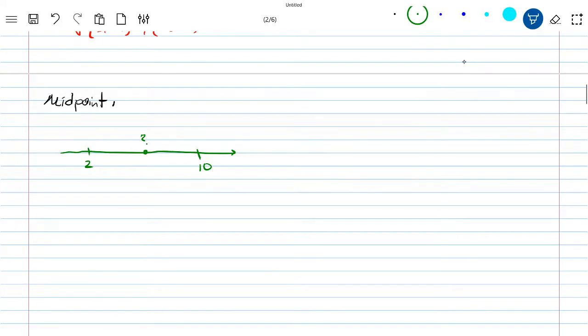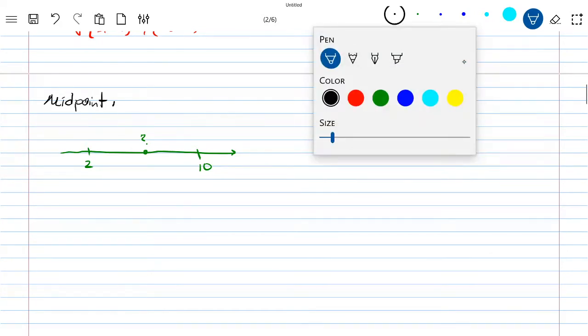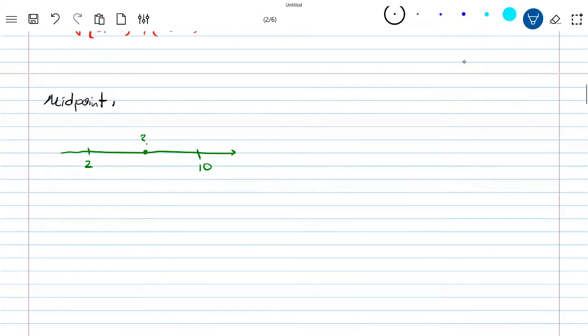Normally it's the midpoint of a segment, a line segment. But in this case, let's assume you're given these 2 points, 10 and 2. They ask you, what is that number that is in between? I'm assuming you can guess. It should be at the same distance from both sides. This length and that length must be equal. That means the midpoint, you can guess, is 6.